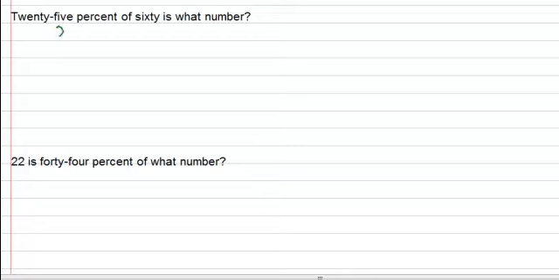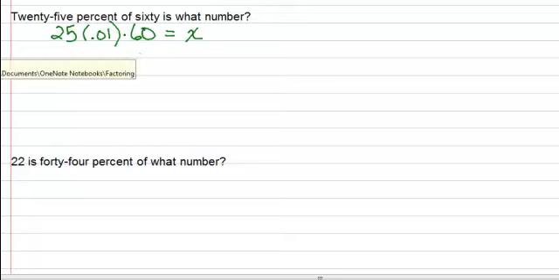So 25, and for percent, we said we're going to replace that either with 0.01 or 1/100th. Most of you are probably going to choose the 0.01, so I'm going to use that most of the time here. "Of," remember, means multiplication. 60 is equal, what number? There's our x. So now we've gotten rid of all the words, it's all numbers. We can see that all the numbers are on the same side of the equal sign, and all we have to do then is multiply all this stuff.